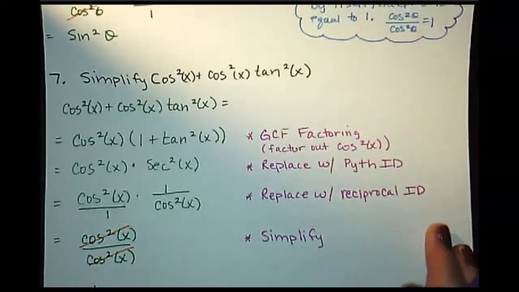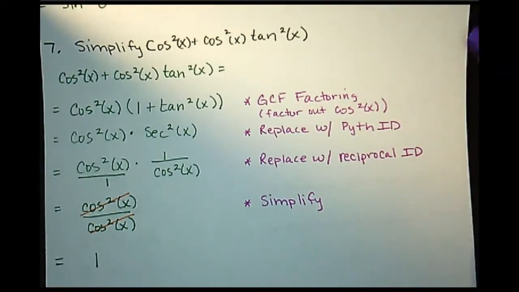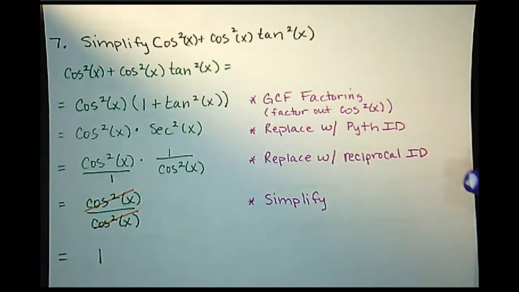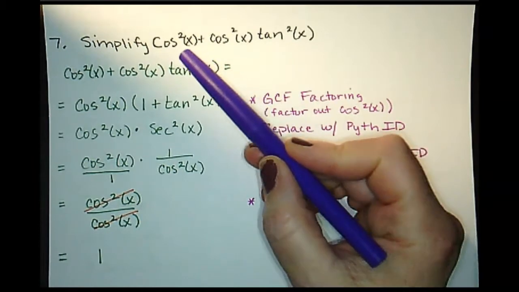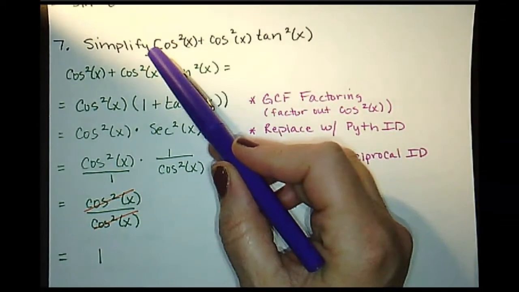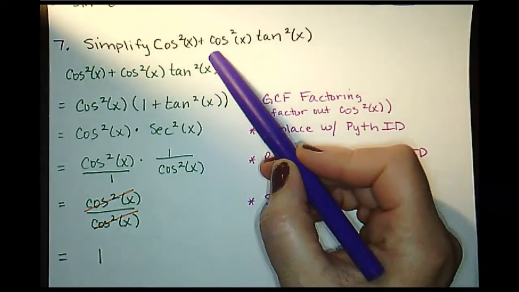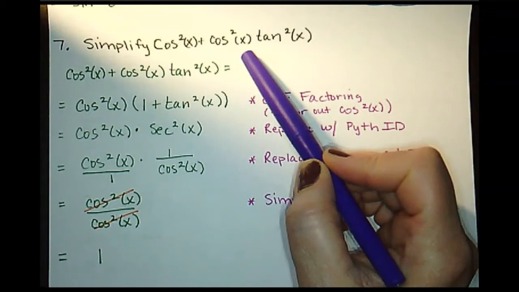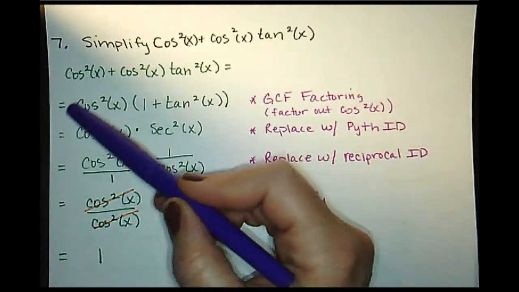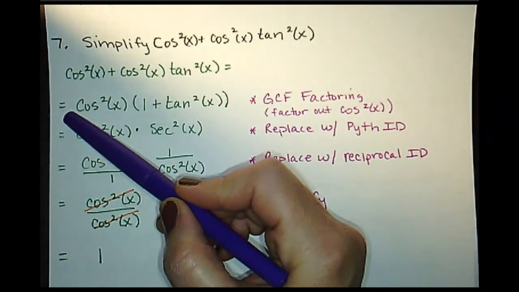On number 7, we are simplifying again, so that means you're replacing and simplifying, replacing and simplifying. And in this case, the technique we're looking at is greatest common factor factoring. Notice there's a plus sign. We have cosine squared x on this side of the plus sign and cosine squared x on that side of the plus sign. So I am going to, remember, here's my problem. This is what it said to do. So I have my equal sign to start my work.